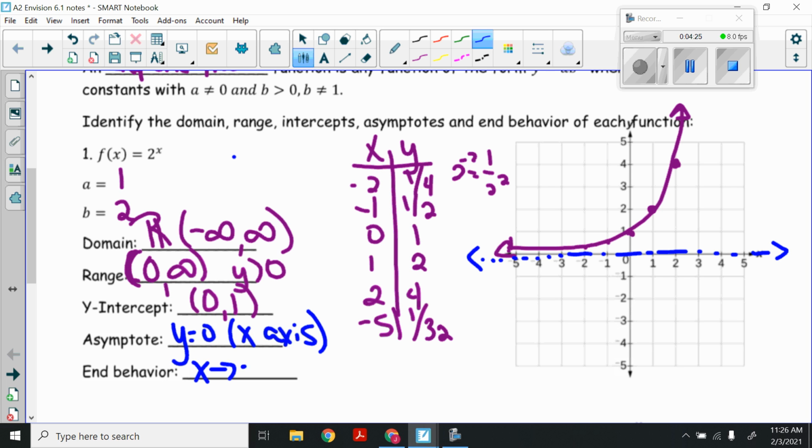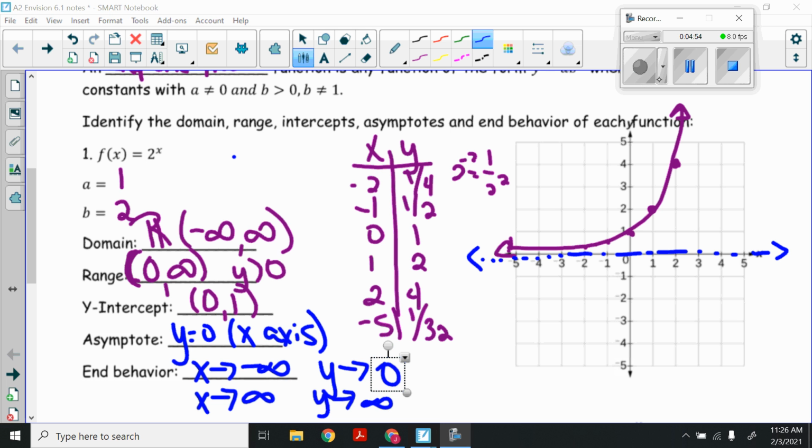As x approaches -infinity, what does y do? So as x approaches -infinity, as my x's are getting smaller, look at my graph, what's happening to y? Y is approaching 0. So now let's look at as x approaches +infinity. So as my x's are getting bigger, my y's are also getting bigger. So then I could say y approaches +infinity. Okay? All right, so let's talk about this a little bit.